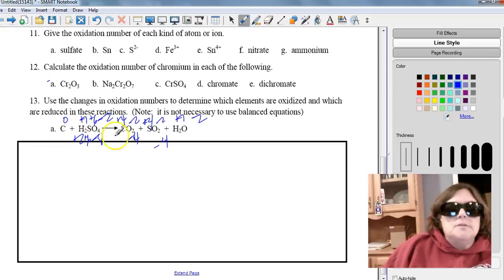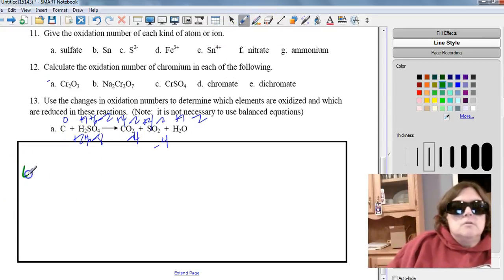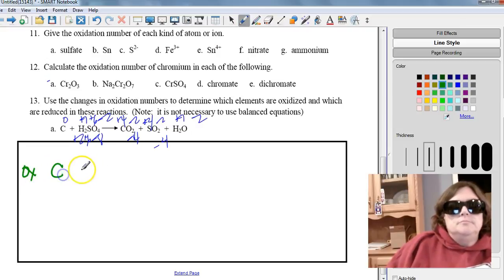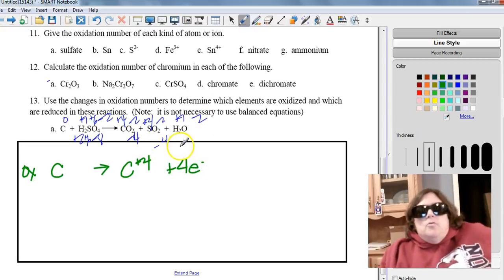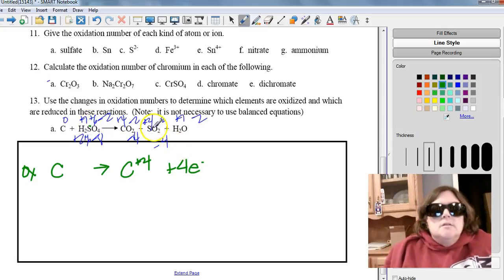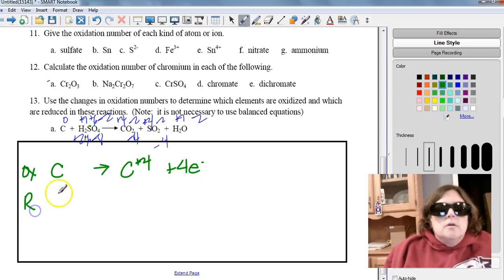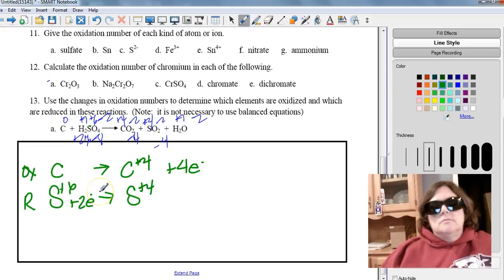What's being oxidized? Our carbon went from a 0 to a plus 4. So if we write out our equation, carbon is going from a 0 to a plus 4, which means it's losing 4 electrons. Who's being reduced? Sulfur is going from a plus 6 to a plus 4. So it's gaining 2 electrons.